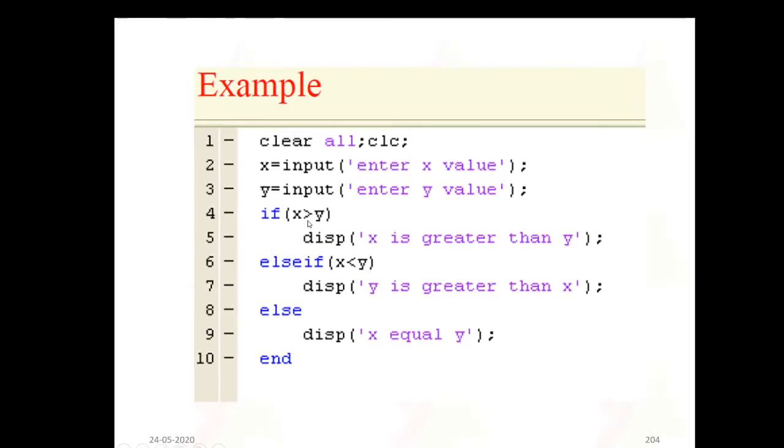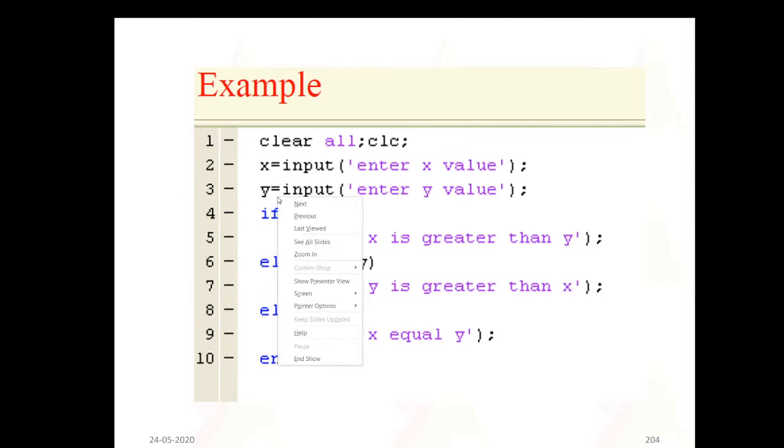So it is some simple example. Here instead of disp you can do any arithmetic operations, or within the loop you can put another loop also, or you may put some plot commands, or you may execute some other functions. Whatever it may be, you can do it. Okay, so this is for the if else command.